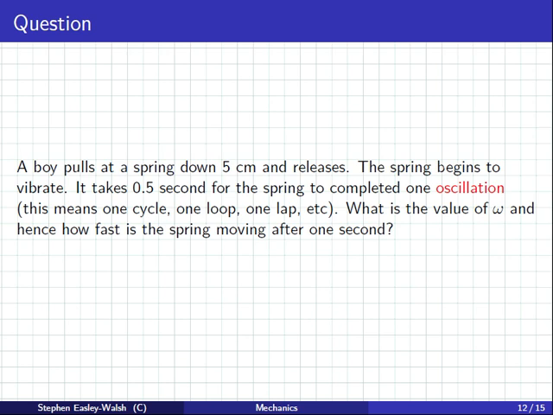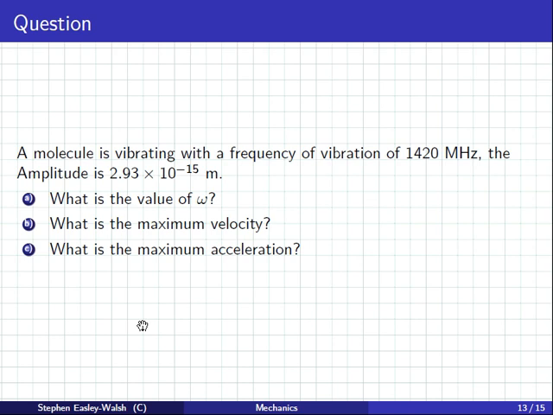Now this one is more like a calculation. A molecule is vibrating with a frequency of 1420 megahertz. By the way, this is a realistic value, not a made-up number. I think this is the frequency H2O would vibrate at, though I'm not sure. The amplitude is obviously quite small because you can't see it vibrating. So it's 2.93 times 10 to the minus 15.